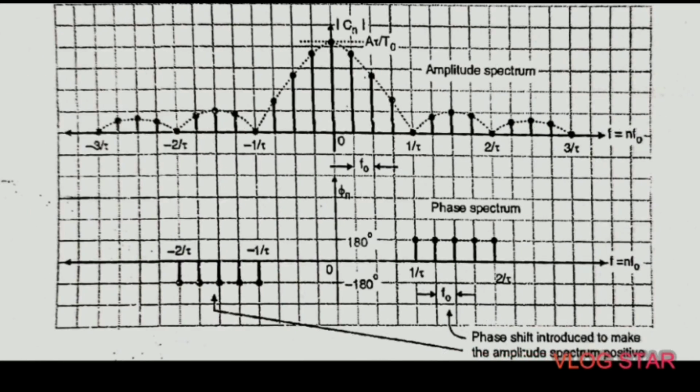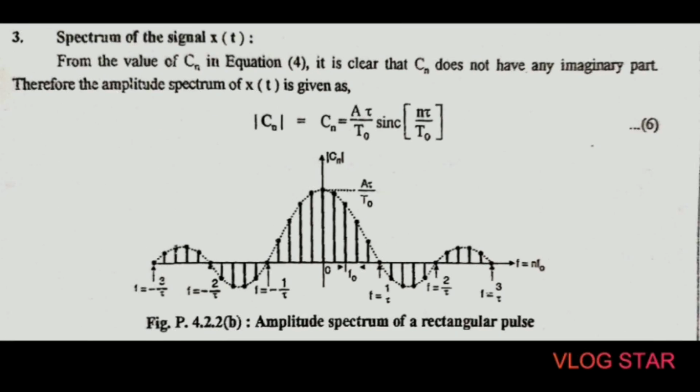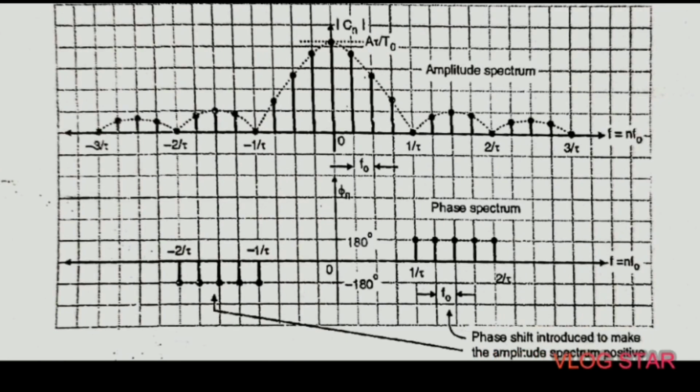The next thing is to draw the amplitude spectrum and the phase spectrum of that given signal. So we know the amplitude, that is mod of Cn, which is equal to a tau upon t0. So here we can draw on y-axis the amplitude, that is a tau upon t0, and different frequency components are present from -3 upon tau to +3 upon tau. Second is to draw phase spectrum. The imaginary part of Cn is 0, therefore the phase spectrum is 0 for all the values of f. Then this phase spectrum we can see in this figure.